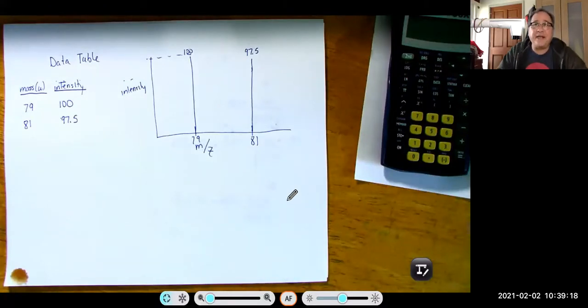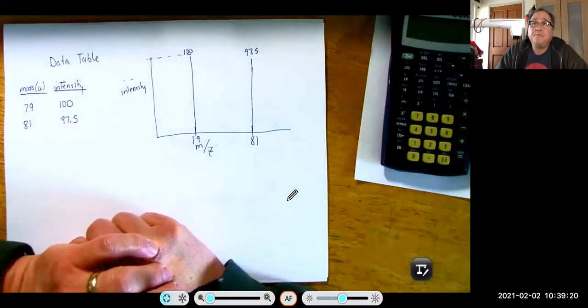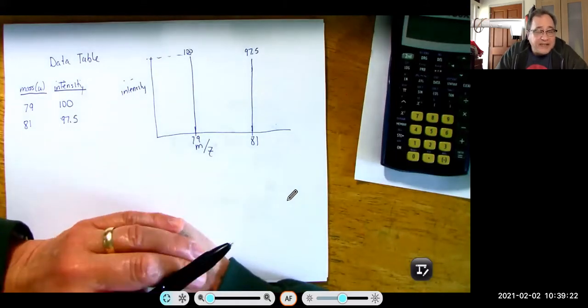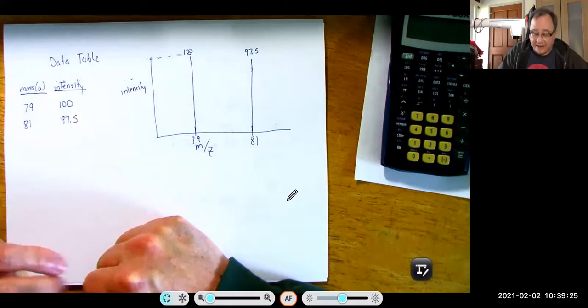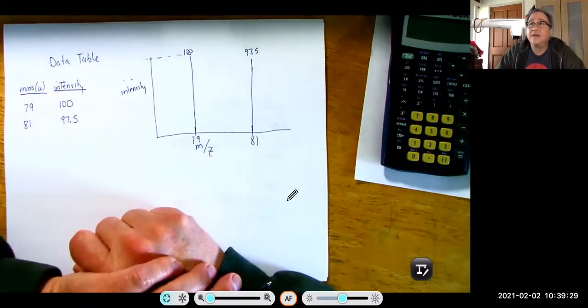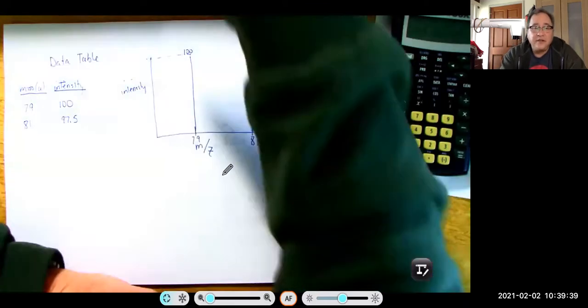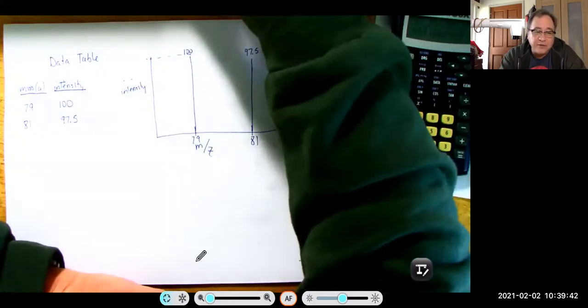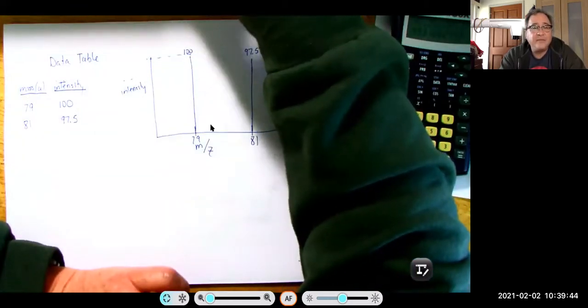So this is the answer to that question of print the data table in your lab notebook and the spectrum. Any questions there? No. Okay. Then we're going to go back and I'm going to do another share screen.